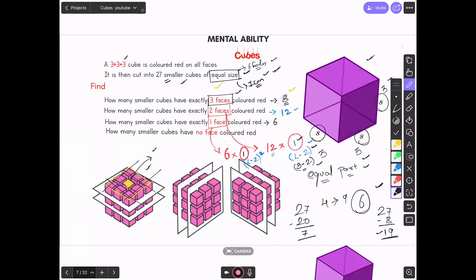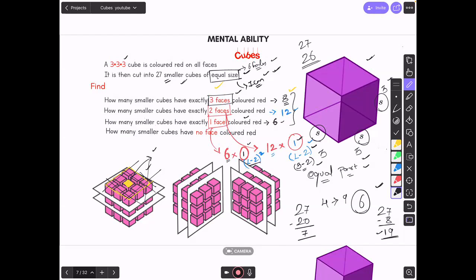So one face colored red, where are you getting it? You get it on the face. 6 such faces. The question is how many per face? So in the exam, you don't draw the diagram, you just use the formula. (Length of the edge minus 2) squared. So 3 minus 2, 1 squared is 1. Okay, so till now, how many are over? 26 are over. So out of 27, 26 are over.